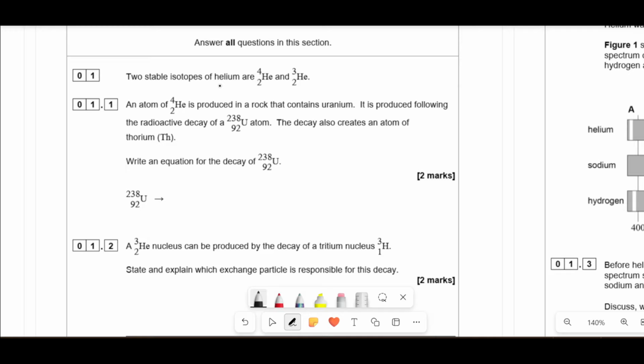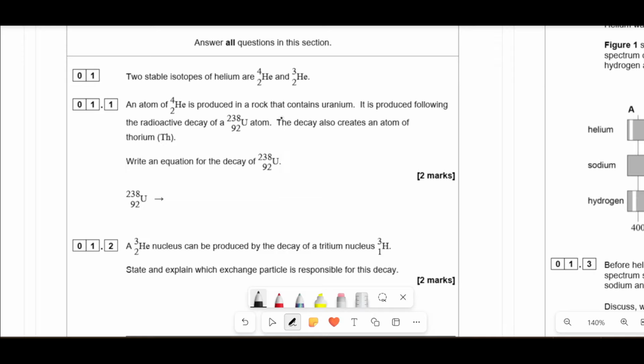Two stable isotopes of helium are helium-4-2 and then helium-3. An atom of helium-4 is produced in a rock that contains uranium. It's produced following the radioactive decay of a uranium-238 atom. The decay also creates an atom of thorium. So now it says write an equation for the decay of uranium-238.